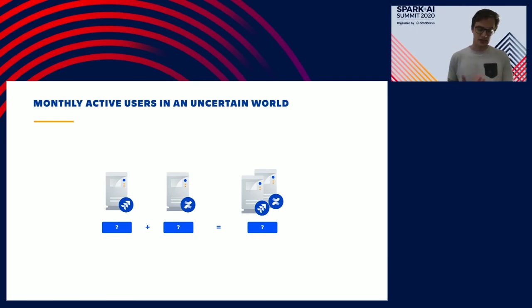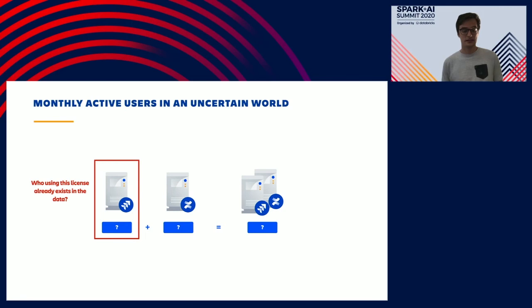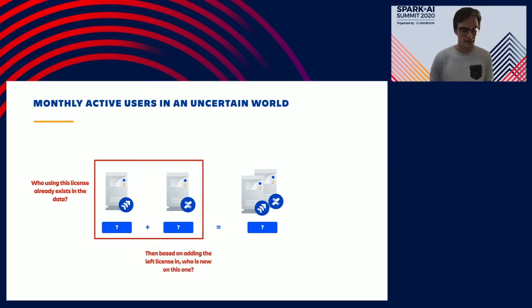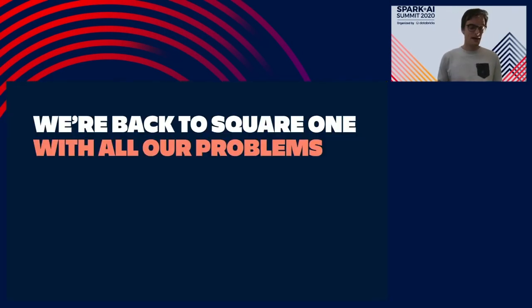And for an analyst trying to create a distinct count estimate in this environment, they need to consider who in an unknown license isn't already captured in their known data. That is, they only need to add on the new users in the unknown license. And further, they need to repeat that for the other license, now also considering who they've latently added from the first one and making sure that they are excluded from the second one. As difficult as that already becomes, we're then back to square one with all of our problems.